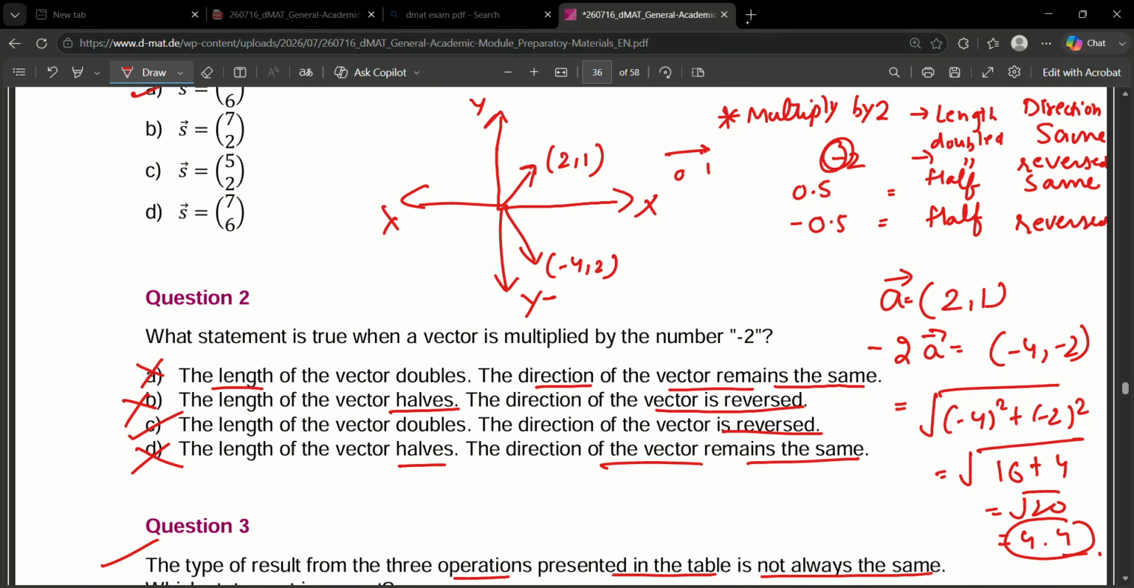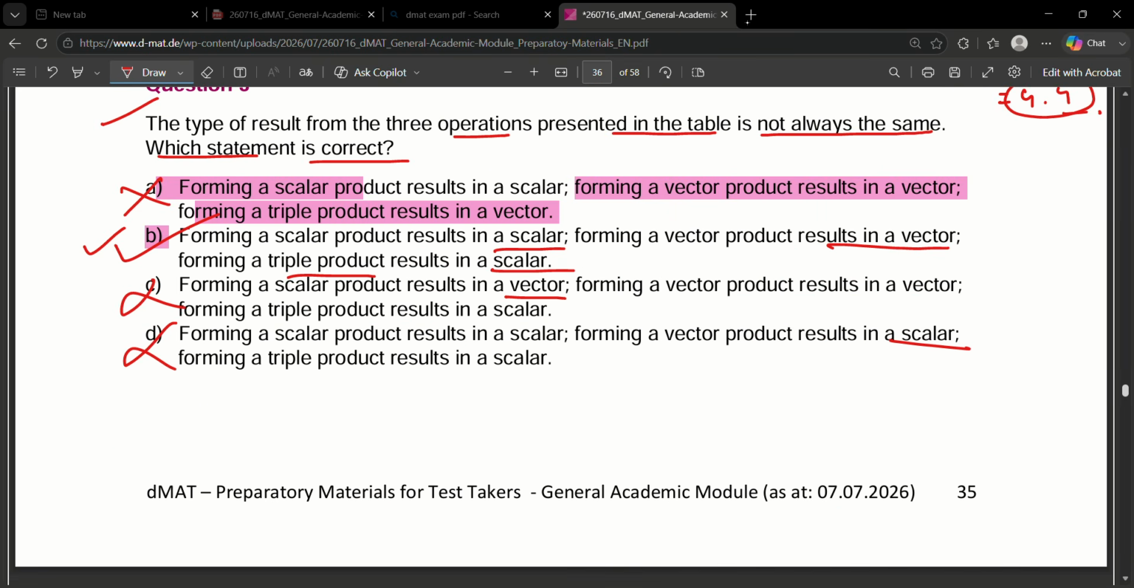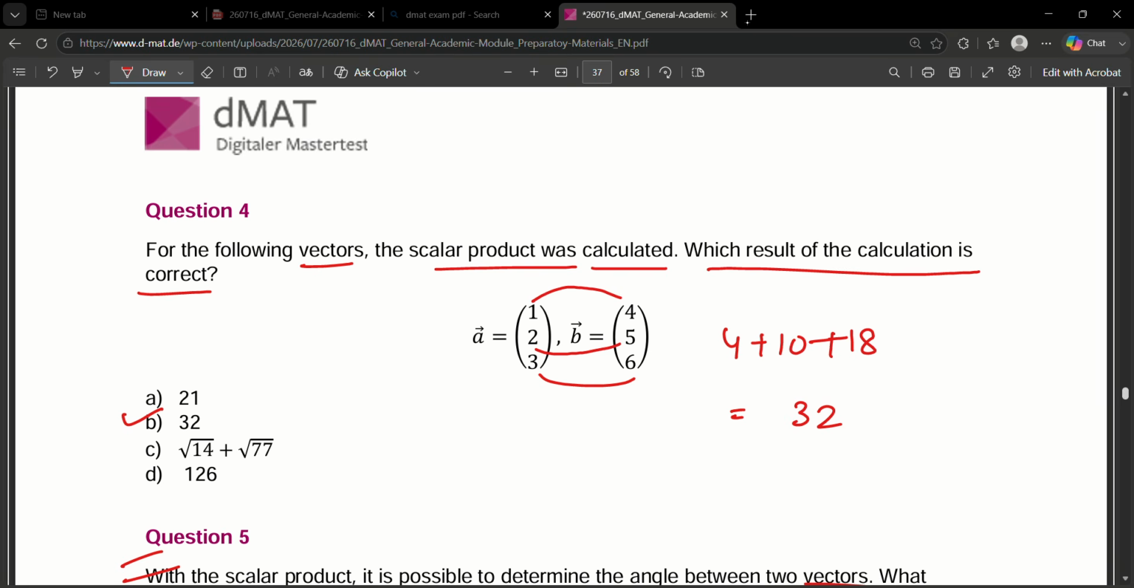Question number 2, which statement is true when a vector is multiplied by minus 2? That I have already told you. When you multiply a vector with a minus number, the direction would be reversed and the magnitude would be doubled. The type of the result from the three operations presented in the table is not always the same. Which statement is correct? You know that the scalar product results in a scalar, the vector product results in a vector, and the triple product results in a scalar. That I have already told you in the summary.